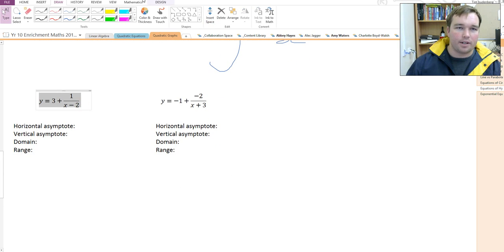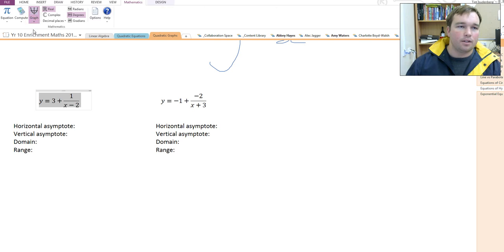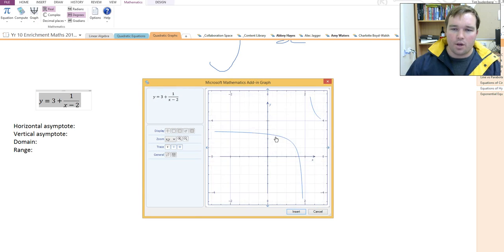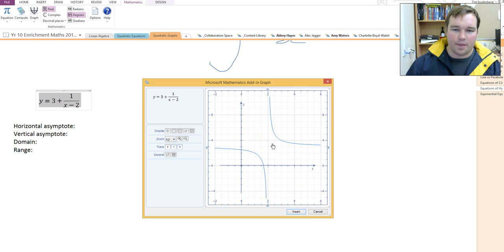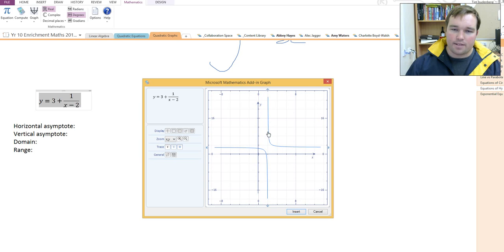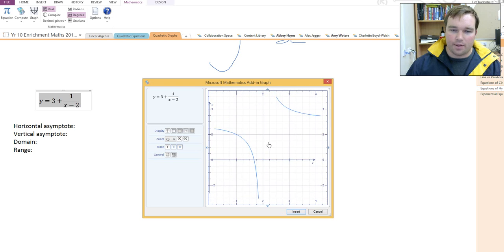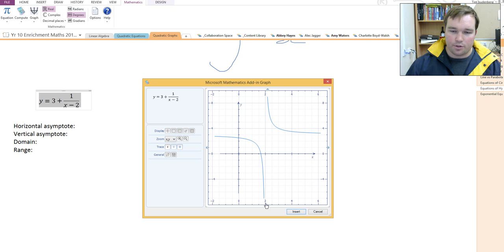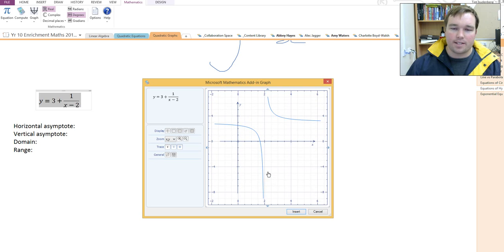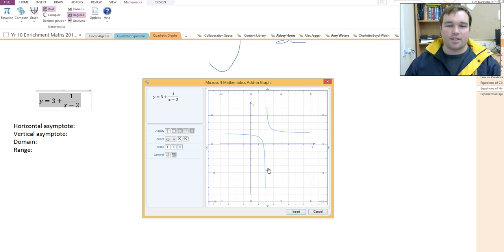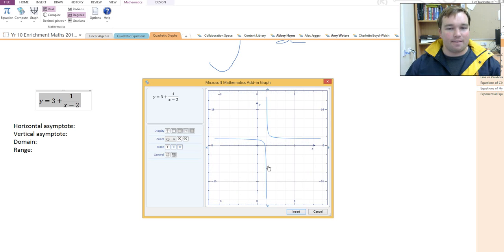So if we grab this one and ask it to graph, you should really get the mathematics plug-in if you haven't got it already for this. We can see that it has a vertical asymptote here. And if we scroll in, we can tell that number is, well, 2. There's 2 there. So we can say its vertical asymptote is at the line x equals 2. The curve is going to hug towards that line, but never touch it.